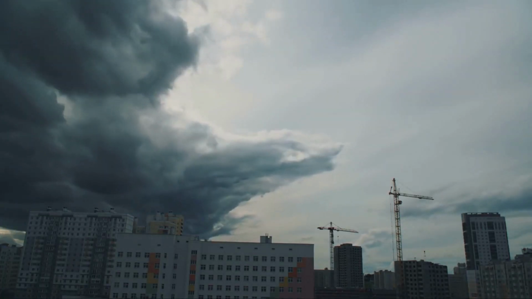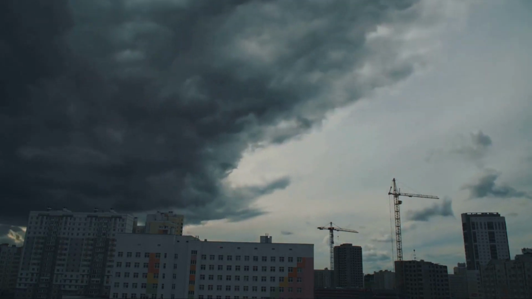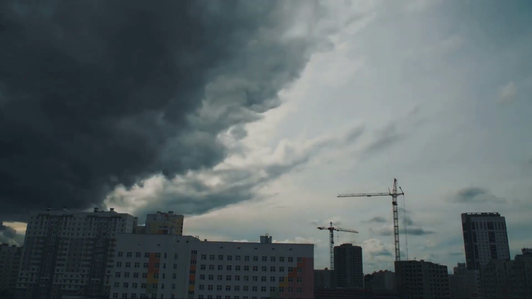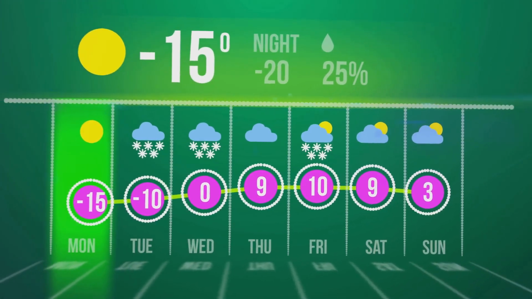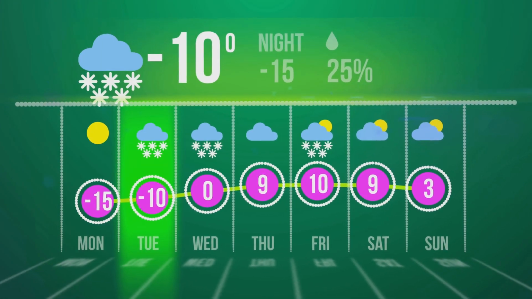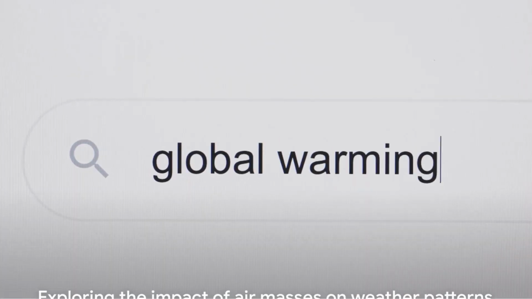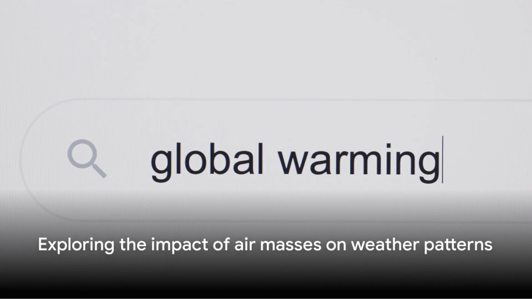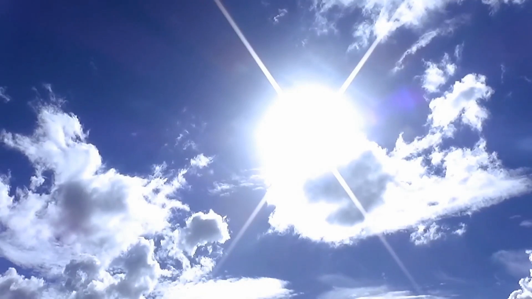These air masses, once formed, don't just sit idle. They move, carried by winds, and as they travel, they carry their temperature and humidity characteristics with them. This movement and interaction of air masses play a crucial role in influencing our global weather patterns, leading to the diverse climates we experience around the world. So, it's the formation of these air masses over diverse landscapes that sets the stage for our weather patterns.